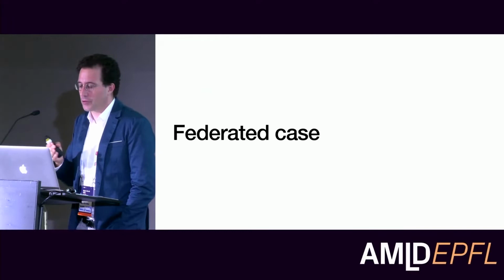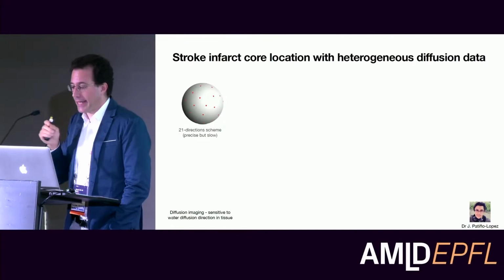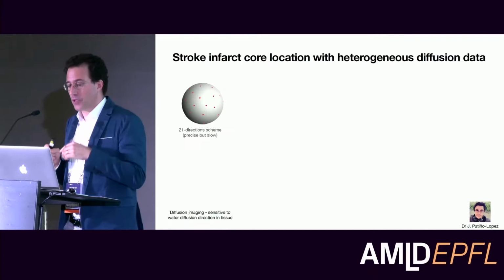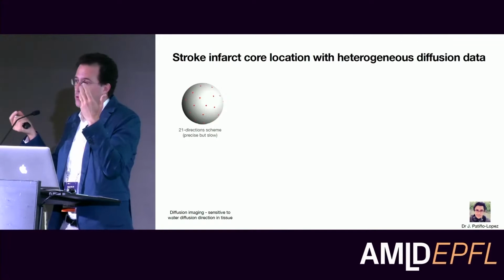So here I want to switch gears and not talk about Alzheimer's. I just want to talk about stroke. This is mainly the work of Dr. Patiño López in my team, who's a diffusion expert. And I'll give you the bare minimum about diffusion imaging. Diffusion imaging is a type of magnetic resonance imaging that is sensitive to the displacement of water molecules. And here on top, you have a good protocol, if you want, which measures the diffusion in 21 directions. So you can see whether the water is going this way, this way, this way. You have like a sphere, if you think, and these are all the directions that you're sampling. So you have good angular resolution to see where your water is flowing.